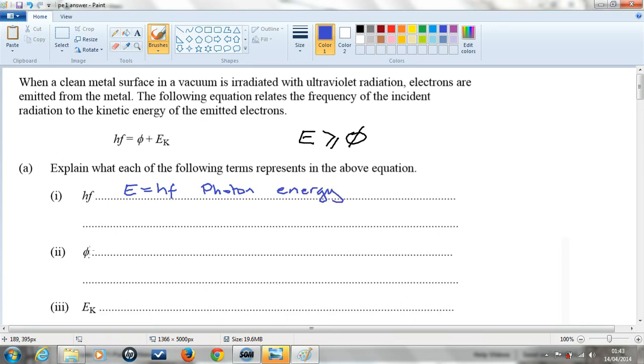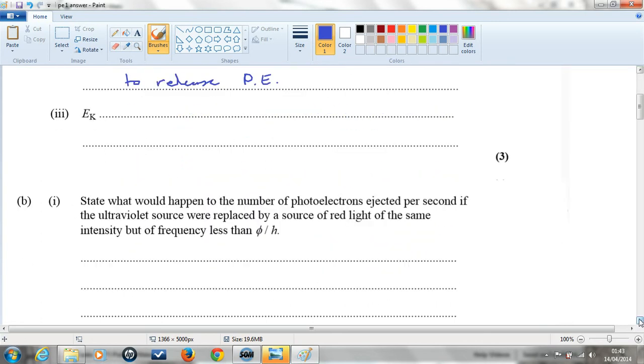Now this symbol here is our work function, and getting the marks for this involves a little bit more than saying just the work function. If in doubt, put more information than you think you need and say that the work function is the minimum energy that a photon needs to release a photoelectron. And I'm going to abbreviate photoelectron to PE for the sake of these answers.